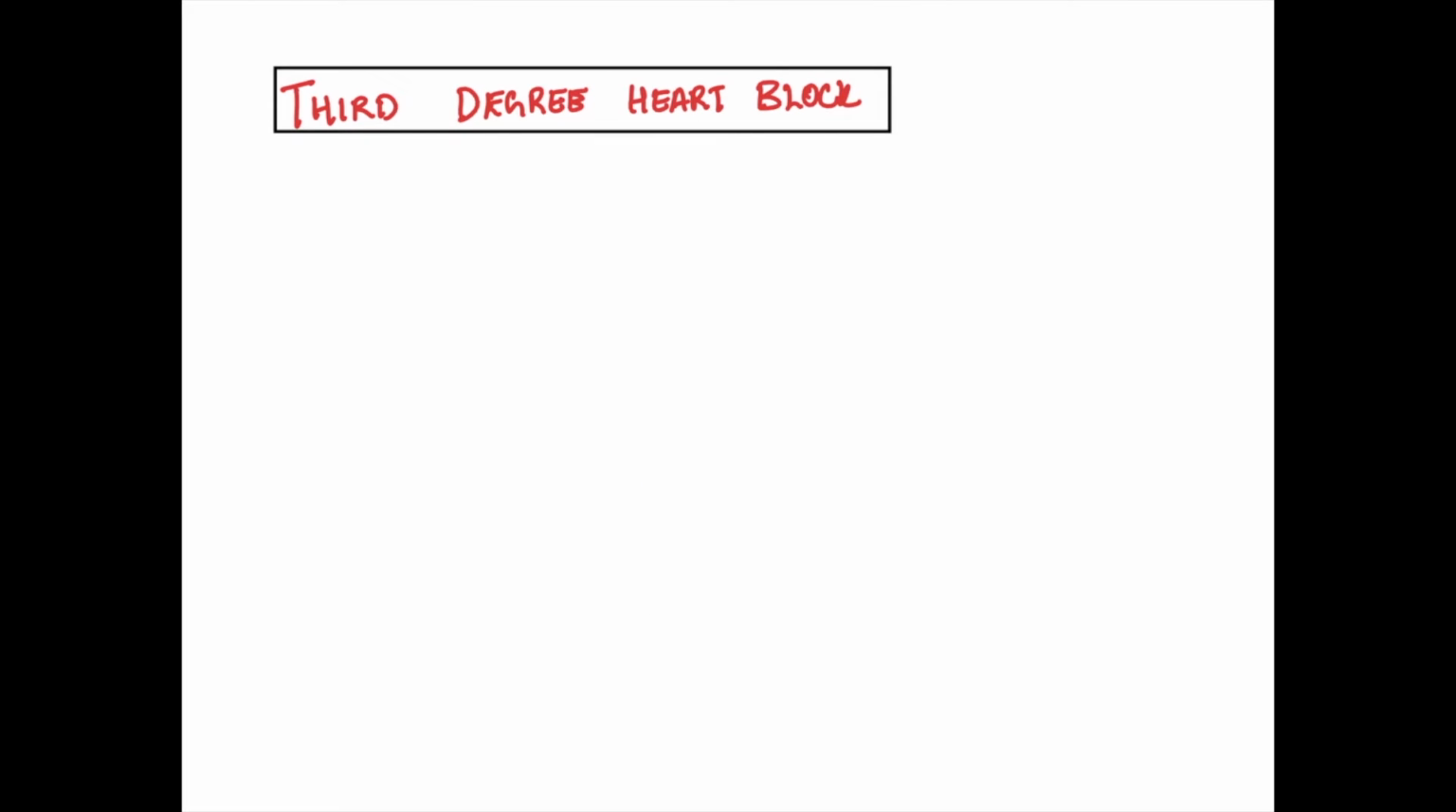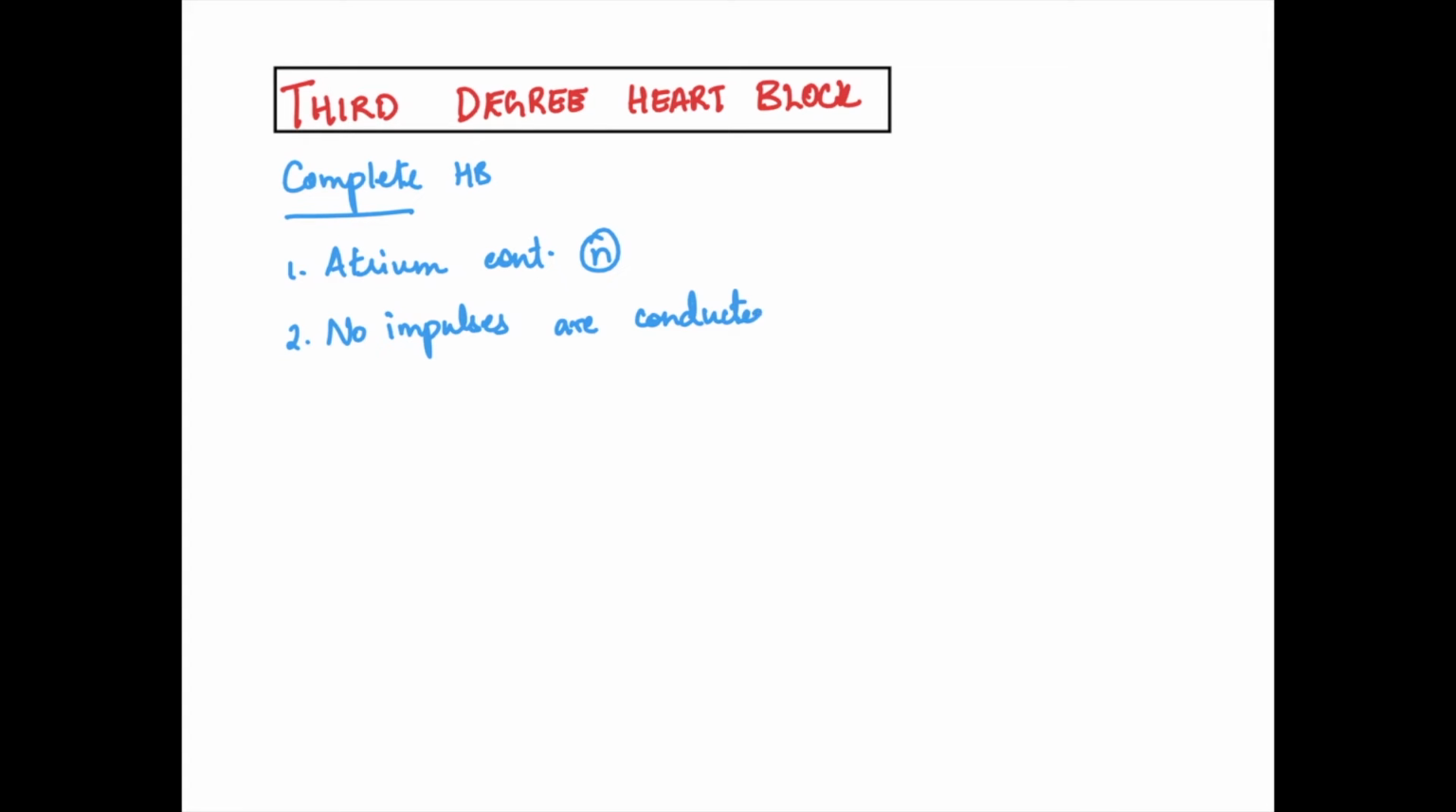And the last one, which is third degree heart block, which is also called a complete heart block, where you'll be finding the atrial contraction remains normal here. Atrial pacemaker here remains normal. Yes, but the problem is that no impulses are conducted to the ventricles because of fibrosis or complete block in the His bundle fibers. No impulses are conducted to the ventricles. That's why we get a complete heart block of the third degree.